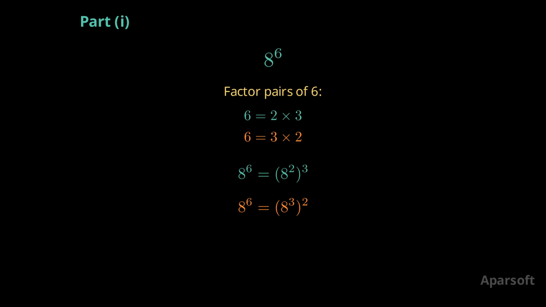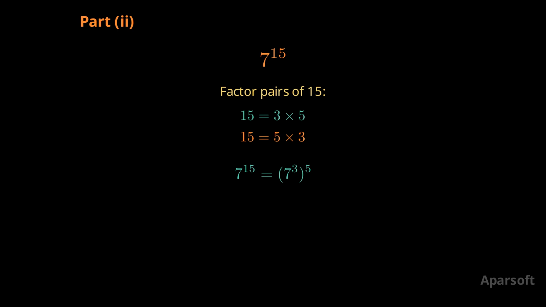Alright, let us tackle part 1. 8 to the 6. The exponent is 6. Step 1. Find the factor pairs of 6. What two counting numbers multiply to give 6? 2 times 3 and 3 times 2. Step 2. Plug each factor pair into our rule. If 6 equals 2 times 3, then 8 to the 6 becomes 8 squared cubed. And if 6 equals 3 times 2, we get 8 cubed squared. Two different ways. Done.